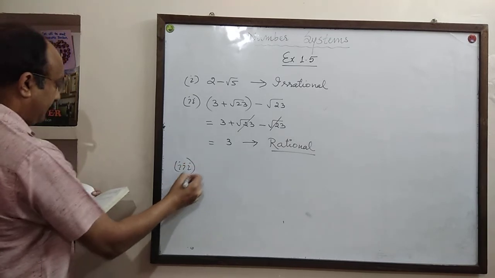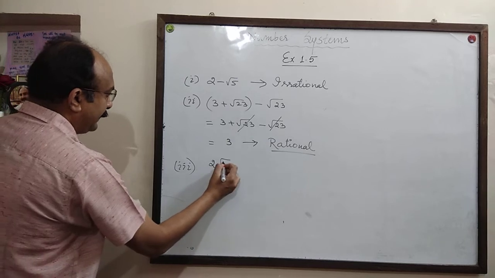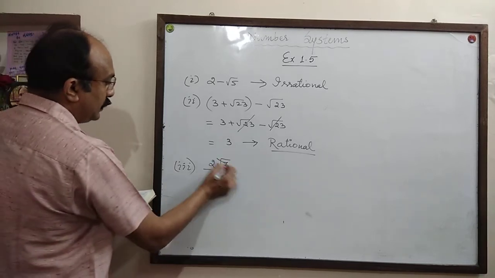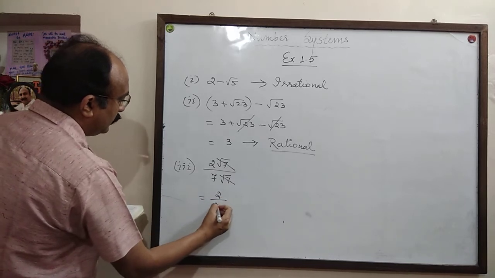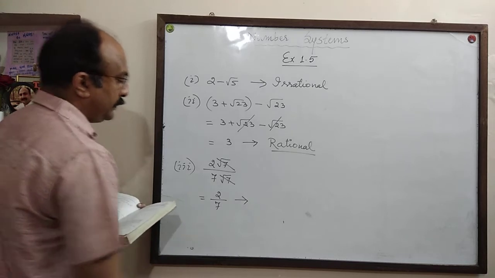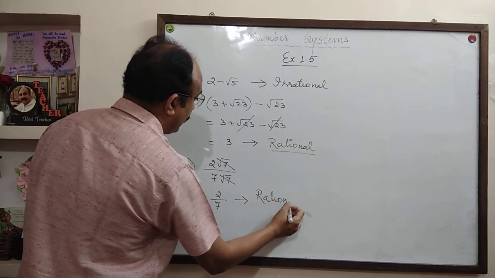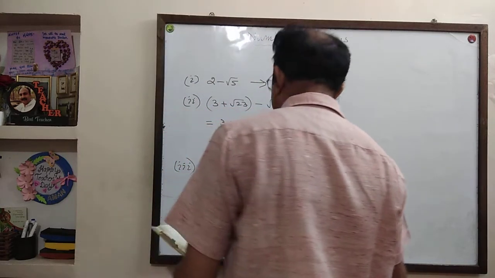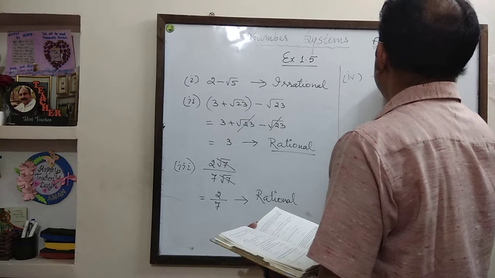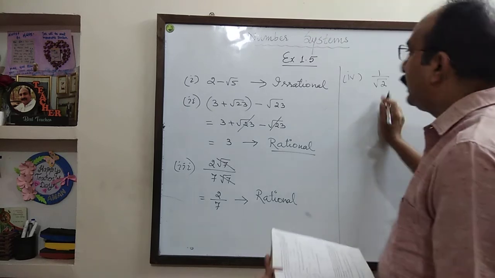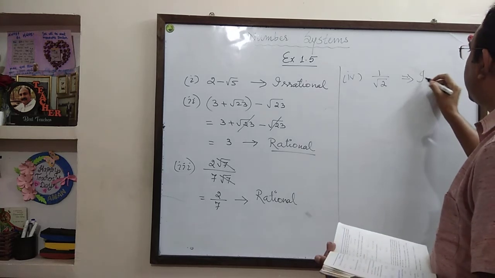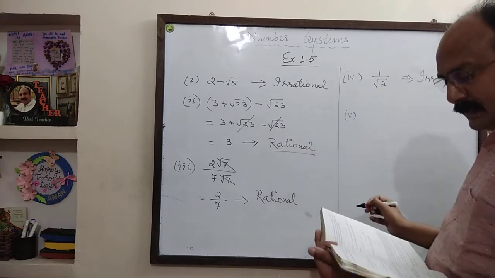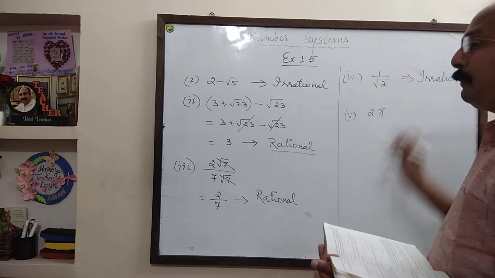Question number 3. 2 root 7 upon 7 root 7. We know that root 7 and root 7 can be cancelled, is equal to 2 upon 7, and all of you know 2 upon 7 is rational. Next question, question number 4, 1 upon root 2. Just now we have seen rational divided by irrational is irrational.